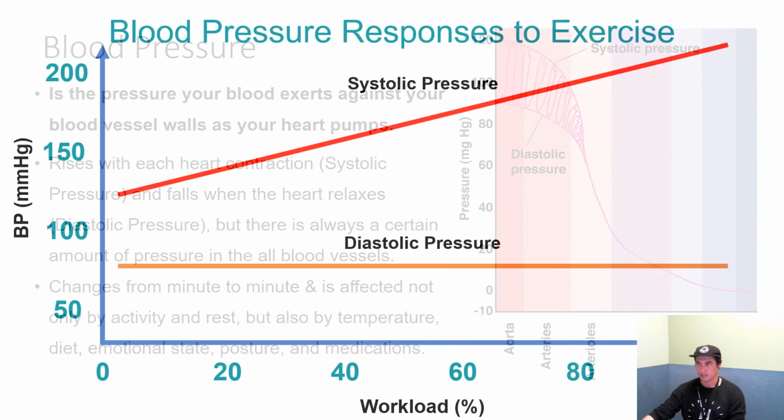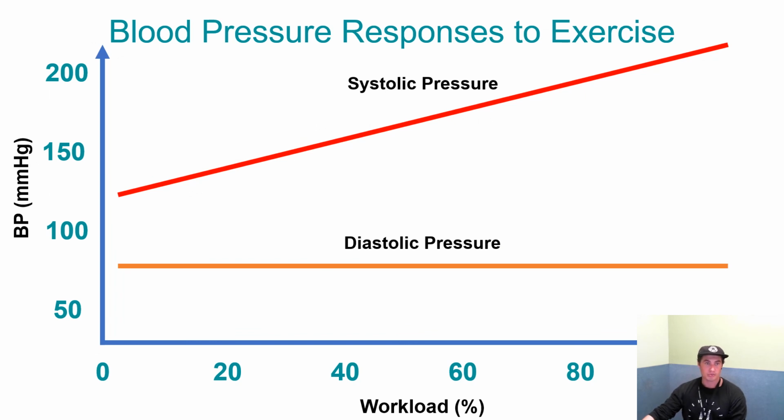This is just a blood pressure response to exercise. As you increase intensity of exercise, your systolic number, or the pressure that is created when your heart contracts, goes up, and that makes sense because you'll see down the bottom is workload. As workload goes up, increased blood flow is needed, demand for ATP is increasing, so forceful contractions are happening.